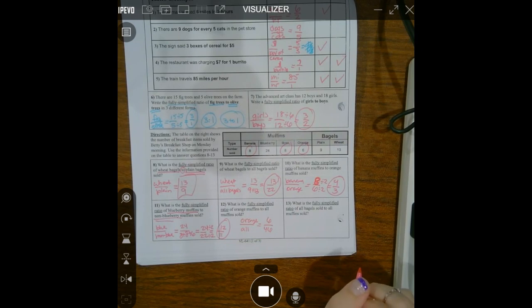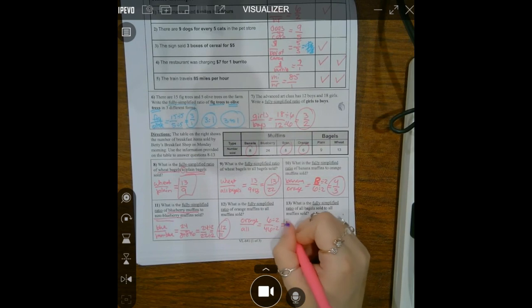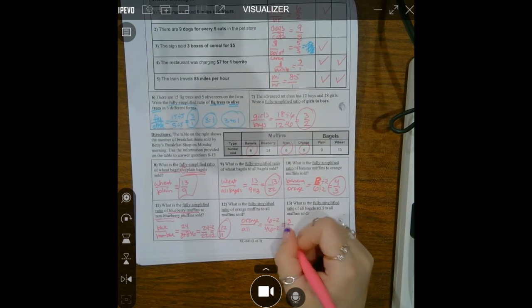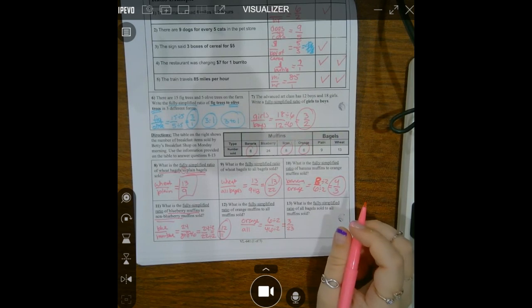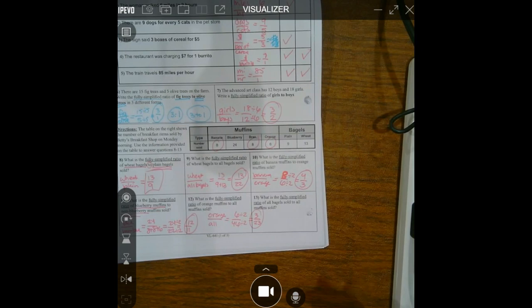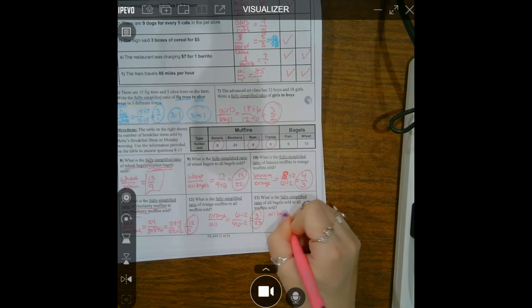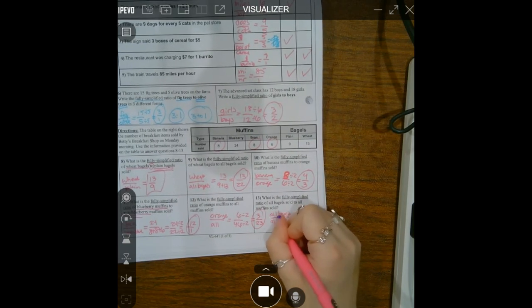Okay, go ahead and reduce that. What can go into both? Yeah, 2 can. And 6 divided by 2 is 3. And 46 divided by 2 is 23. Can I reduce it again? Nope. Okay, last one for this page. It says, write the ratio of all bagels to all muffins.